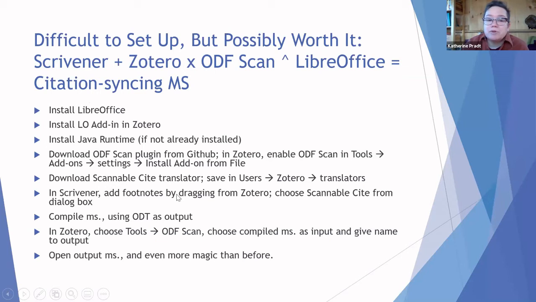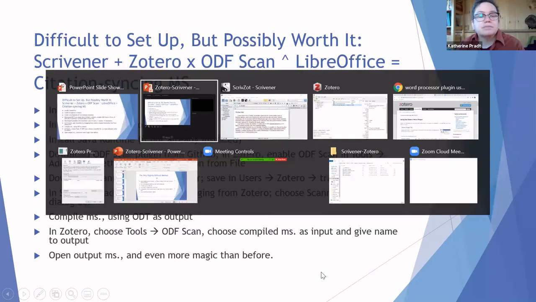Okay, so now we're going back to Scrivener. We're going to add our footnotes directly from Zotero. We're going to use that drag and drop. And again, I'm going to choose Scannable Site from that dialog box, and then compile the manuscript using ODT. All right. Here we go on Scrivener.